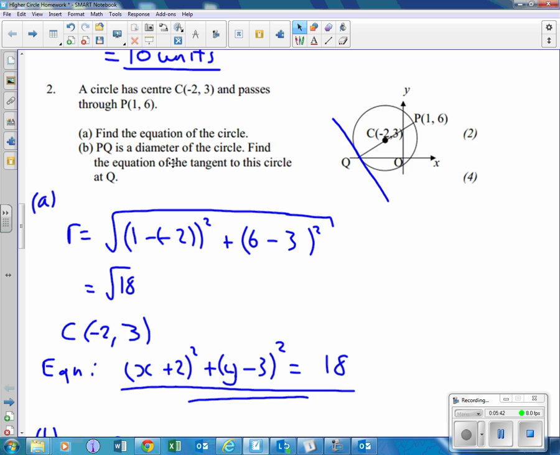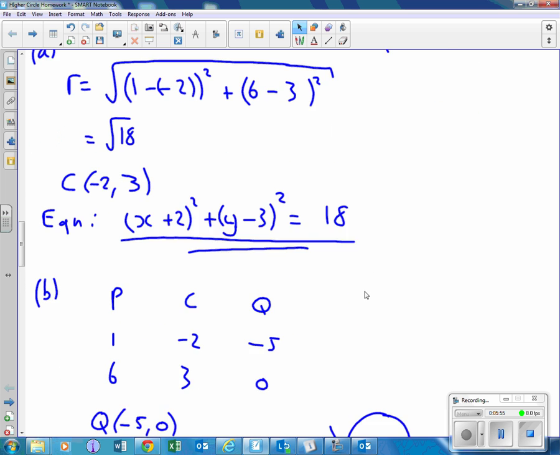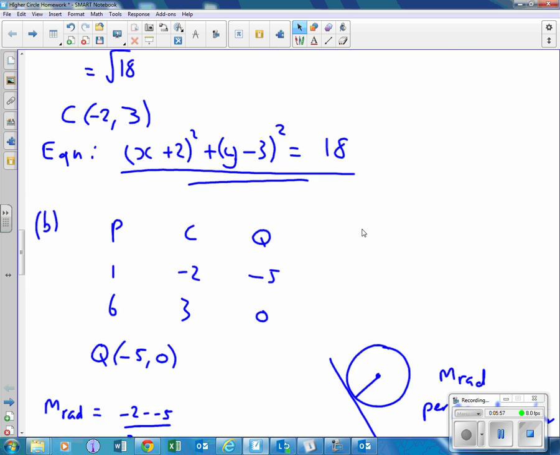Part B, PQ is the diameter of the circle, find the equation of the tangent to the circle. Right, I can work out point Q if I know PC. CQ will just be as far over on the other side, so a similar idea to how we normally find the midpoint.